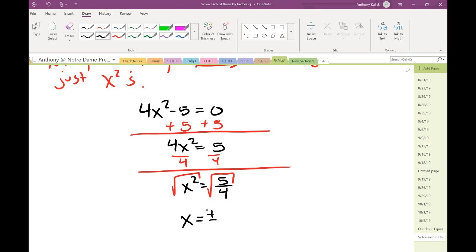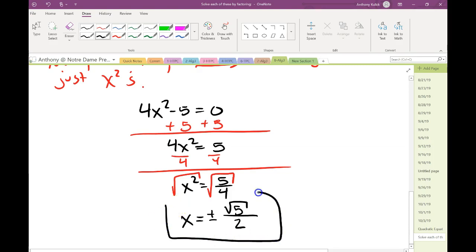Now, to square root a fraction, I can just square root the top and square root the bottom. Well, I can't do anything with the square root of 5 because 5 isn't a perfect square. However, when I square root 4, I can do something with that because the square root of 4 is just 2. And this is a fine representation for my final answer. Check.